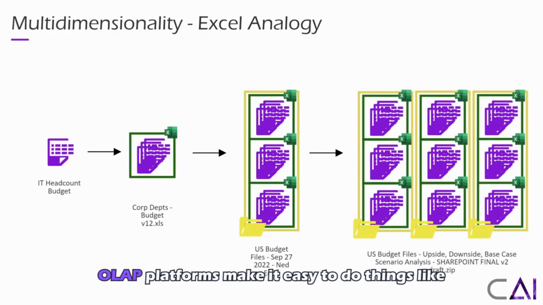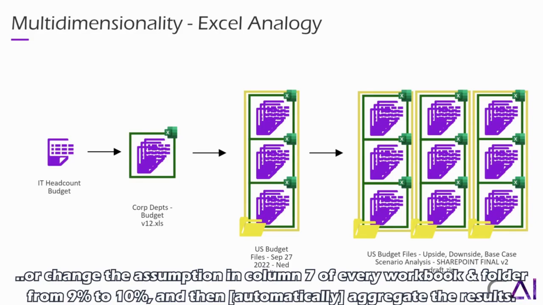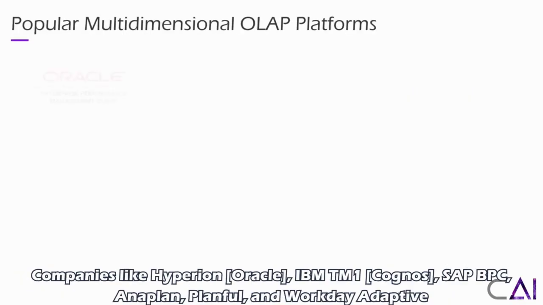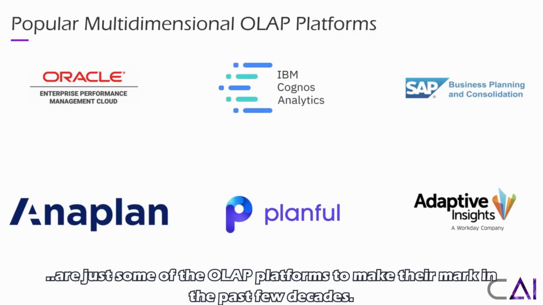OLAP platforms make it easy to do things like add a new product in row 12 of every workbook and every folder, or change the assumption in column 7 of every single workbook and every single folder from 9% to 10%, and then aggregate the results for me. Companies like Hyperion, IBM TM1, SAP BPC, Anaplan, Planful, and Workday Adaptive are just some of the OLAP platforms to make their mark in the past few decades.